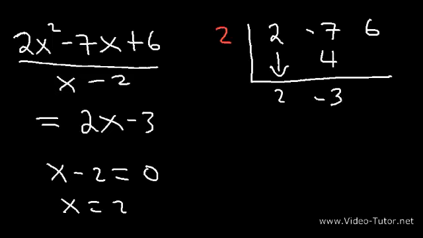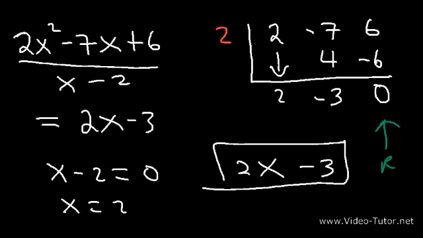So you got to multiply, add, and so forth. 2 times negative 3 is negative 6. And 6 plus negative 6 is 0. So this is the remainder. Negative 3 is the constant, and 2 has the x with it. So it's 2x minus 3. When you divide 2x squared by x, you're going to get 2x. So the first term is x to the first power. So you can divide polynomials by factoring, by using long division or synthetic division.